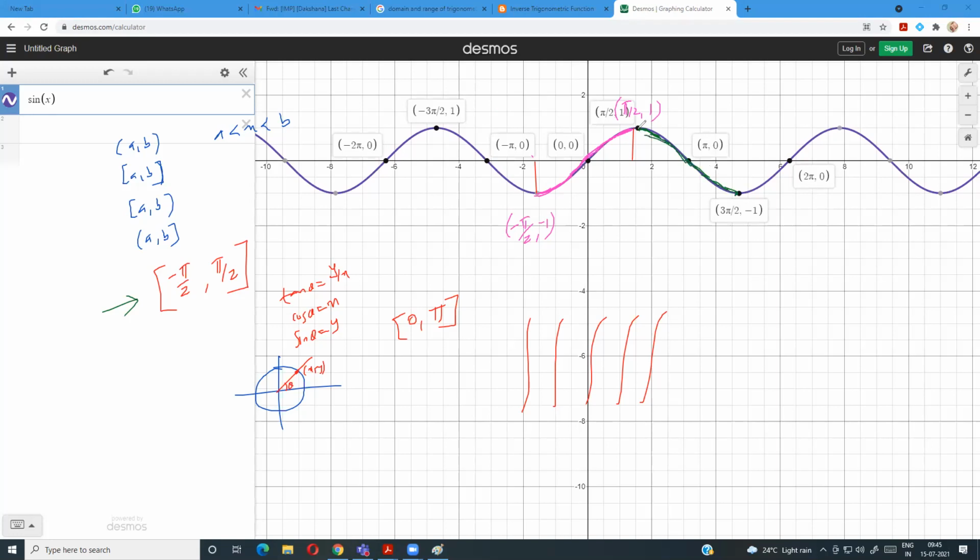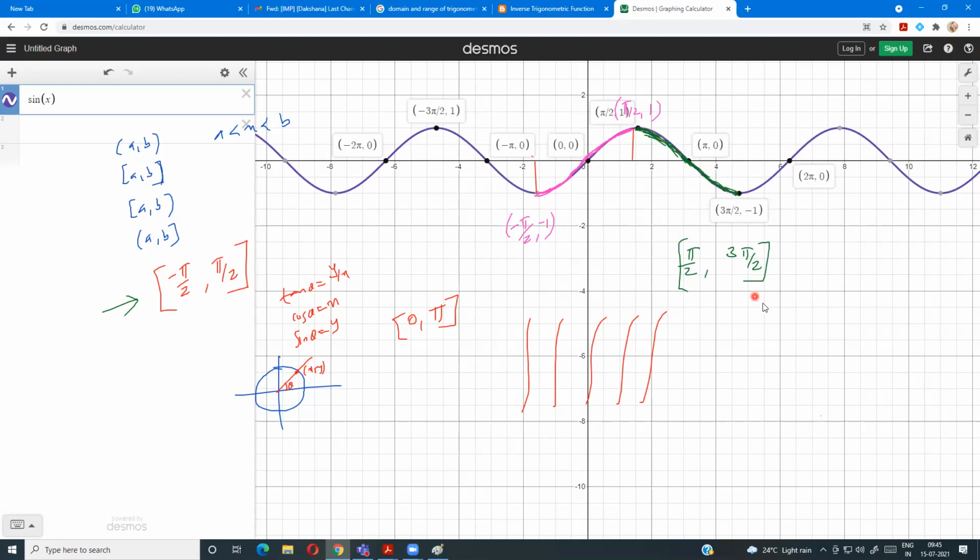ग्रीन कलर वाला एरिया देखो, pi by 2 में कितना था वैल्यू? So pi by 2 to 3 pi by 2, right? That area, pi by 2 में value 1. Then coming to pi में value 0 हो गया, 3 pi by 2 में -1 हो गया. So it is taking all real numbers between 1 and -1. We know that sine is having output between all real numbers between -1 and 1.